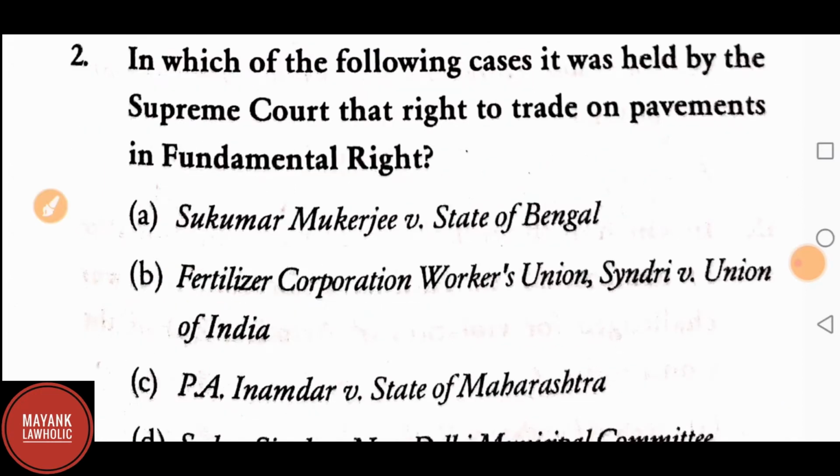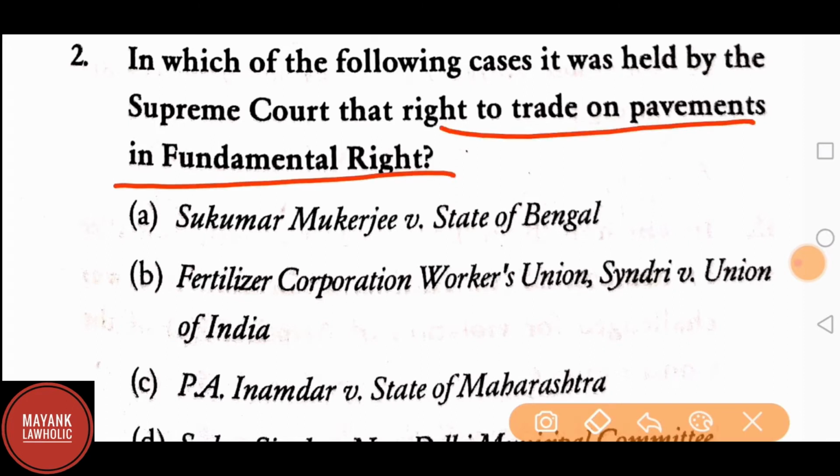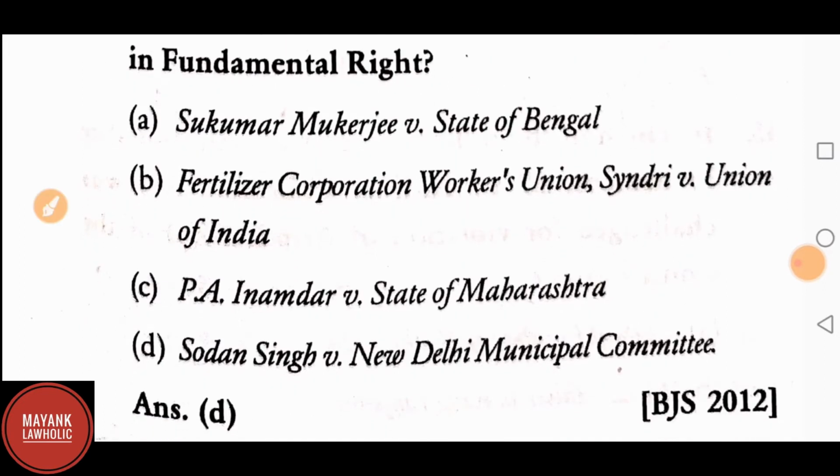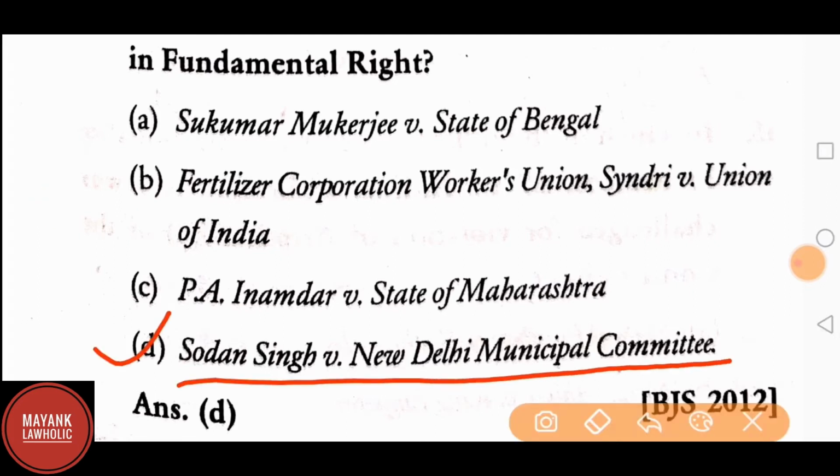Question number 2. In which of the following cases it was held by the Supreme Court that right to trade on pavements is fundamental right? A. Sukumar Mukherjee versus State of West Bengal, B. Fertilizer Corporation Workers Union, Sindri versus Union of India, C. P.A. Inamdar versus State of Maharashtra, and D. Sodan Singh versus New Delhi Municipal Committee. The answer is D. Sodan Singh versus New Delhi Municipal Committee.